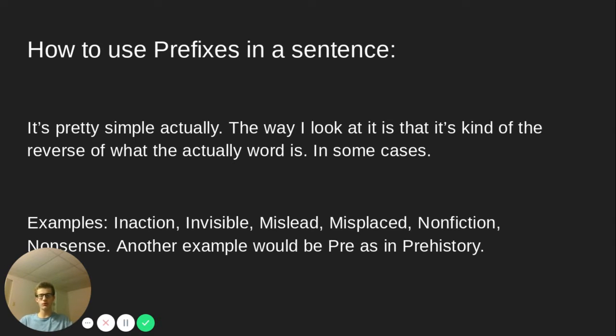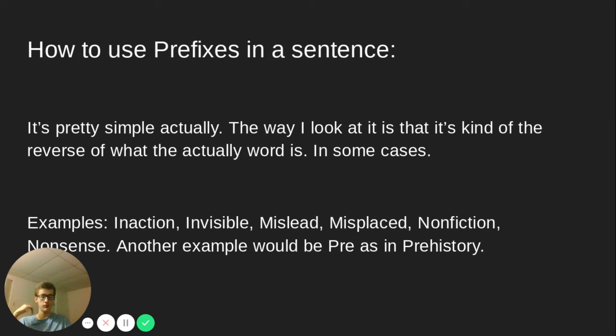Nonsense, just like literally what I said, me stuttering ridiculously for no reason. That was complete nonsense. Anyway, nonsense. The prefix in this would be non, something that doesn't make sense.